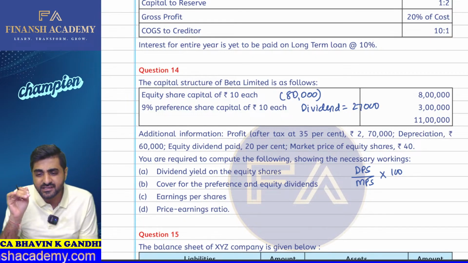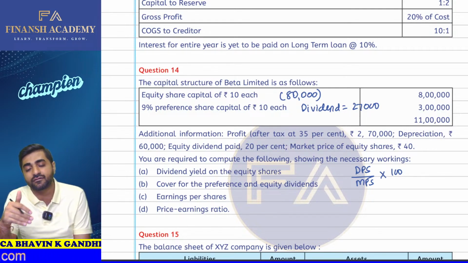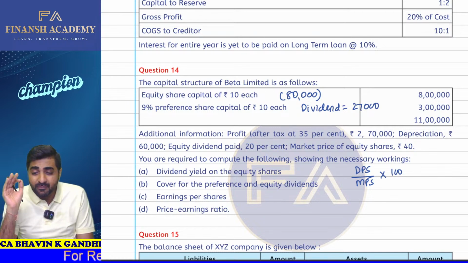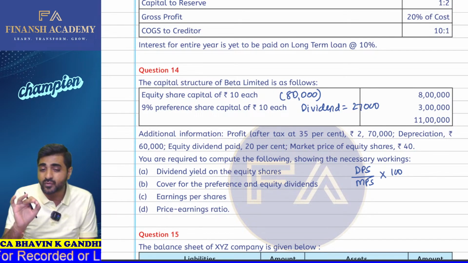The total of this is 11 lakhs. In the additional information, there is profit after tax at the rate of 35%, which is 2,70,000. So we have NPAT available. Then, my dear students, we have depreciation of 60,000. Then we have equity dividend paid, which is 20%.